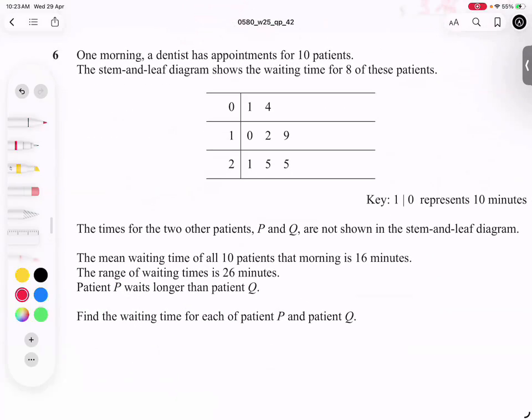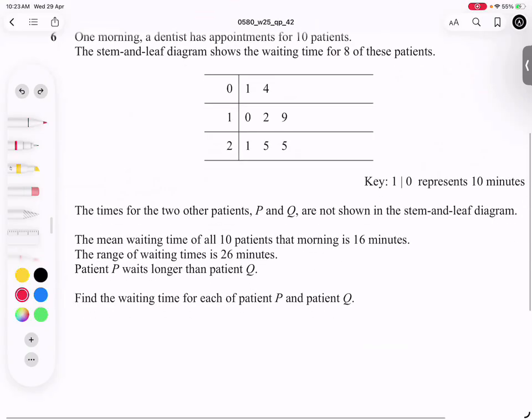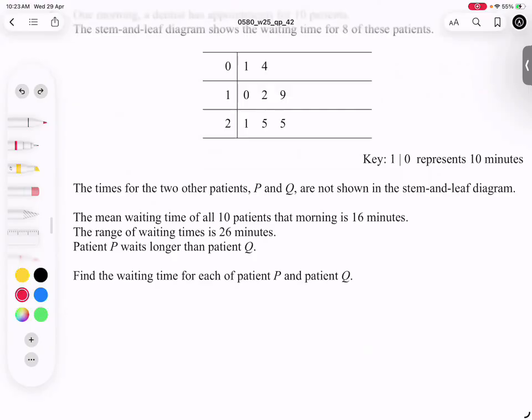One morning, a dentist has an appointment of 10 patients. The stem and leaf diagram shows the waiting time for 8 of them. It means these 8 are mentioned here. All right, it means 2 are missing. And the key is given. How do we read this one, students? So 0 before, 1 later. So there's a 1. And how to read this 10, this 21.